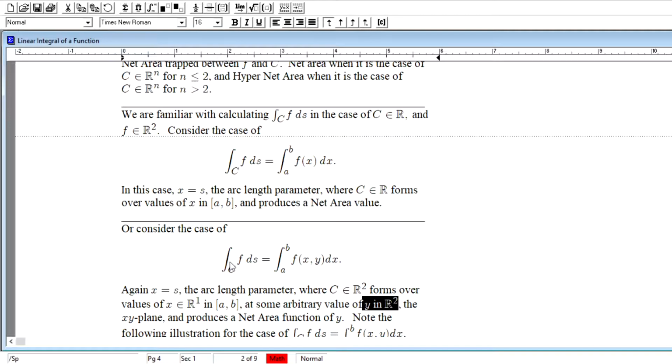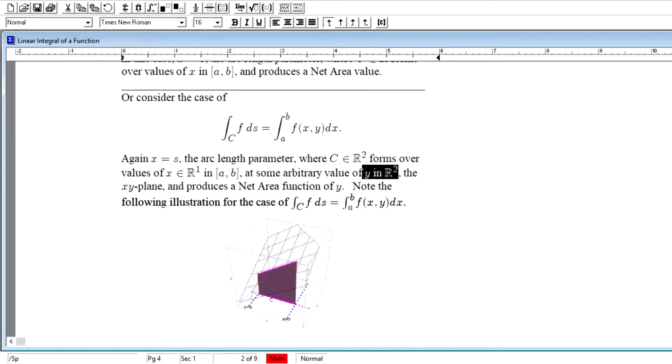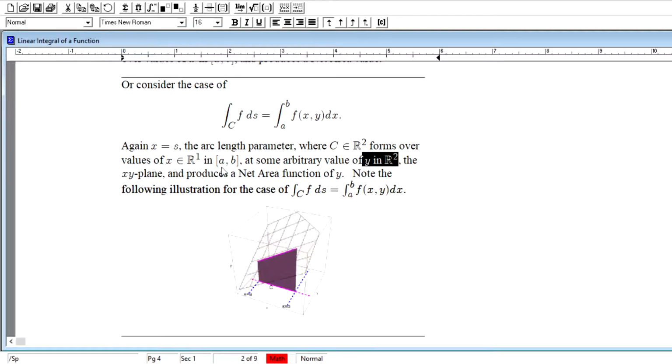Let me see here. Do I want to make a comment on f's dimensions here? Where C... at some arbitrary value y in 2 dimensions, the xy plane.